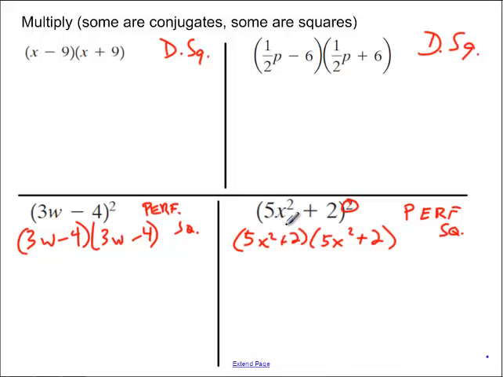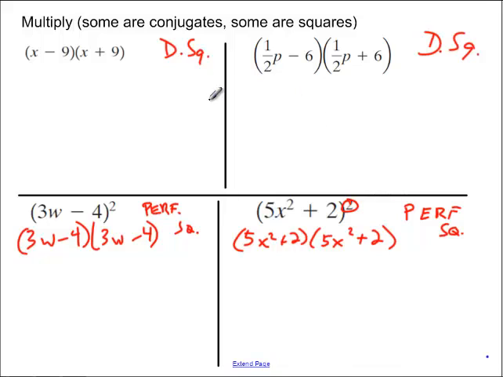We should recognize it because here we've got plus and plus, here we've got minus and minus. They're the same. If one was a minus and one was a plus, we'd have a difference of squares. But we don't. We've got a plus and a plus. That means it's a perfect square. So now we know that this is a difference of squares, this is a difference of squares, here's a perfect square, here's a perfect square.